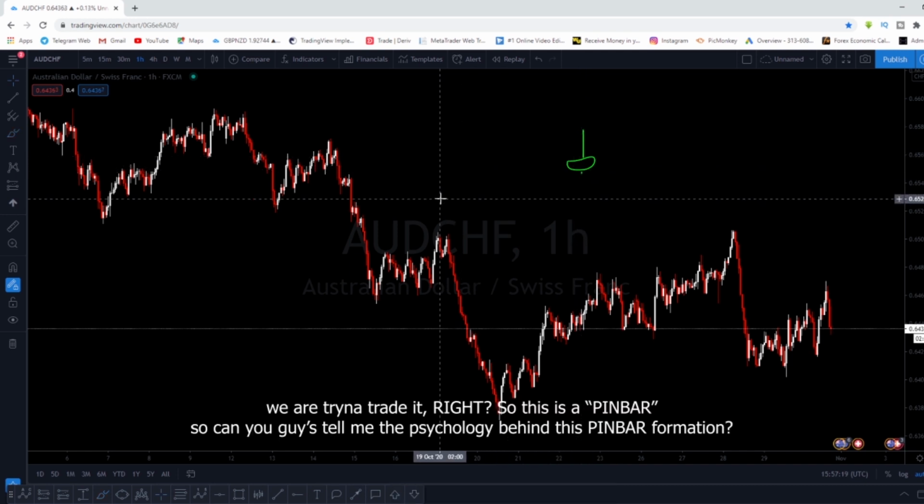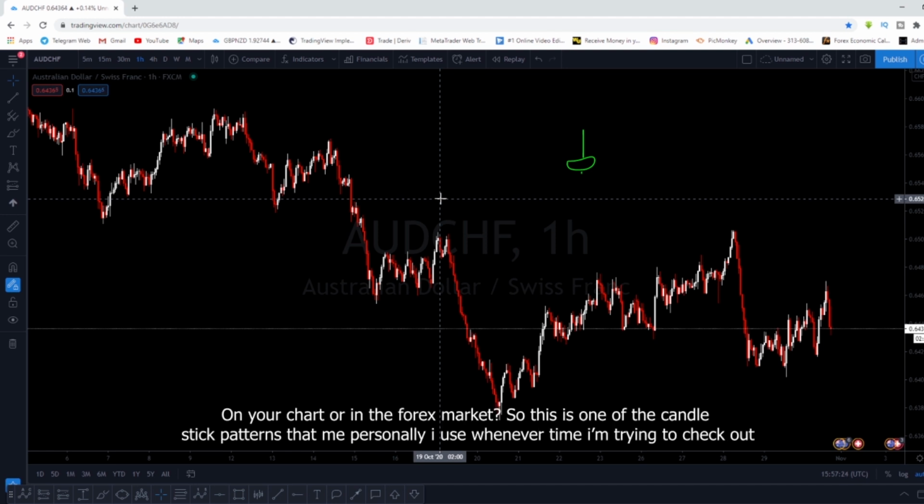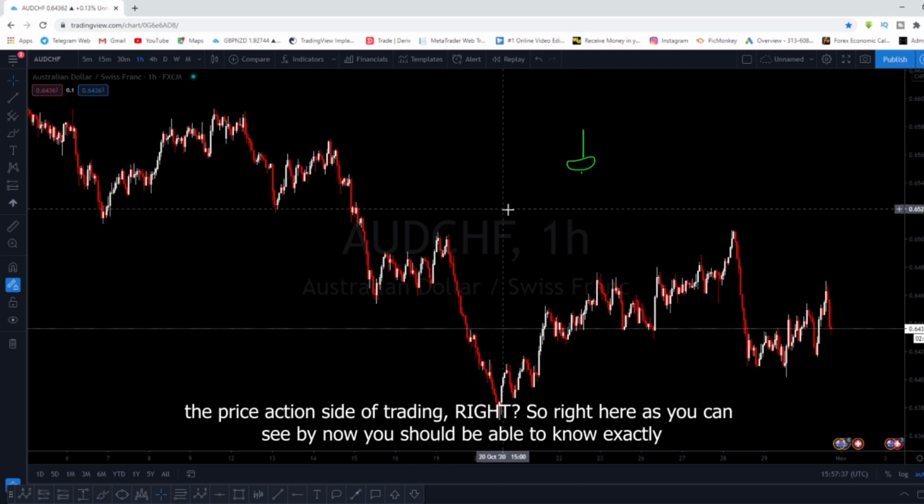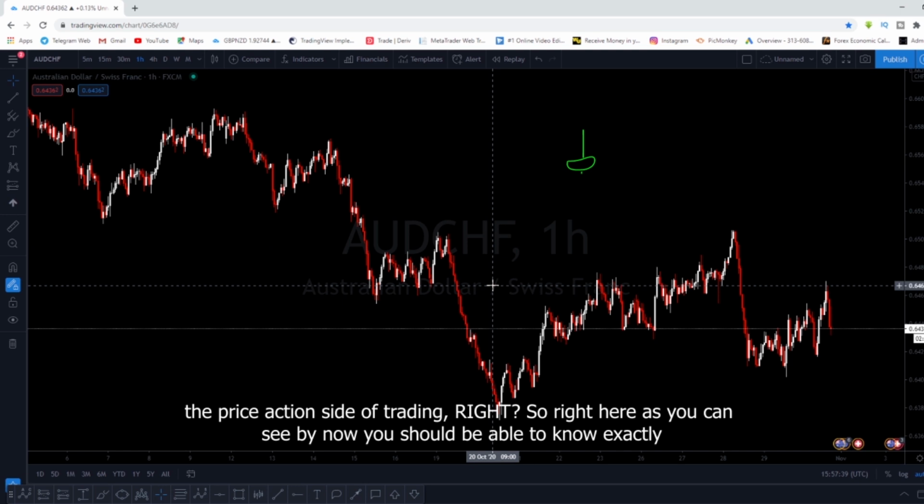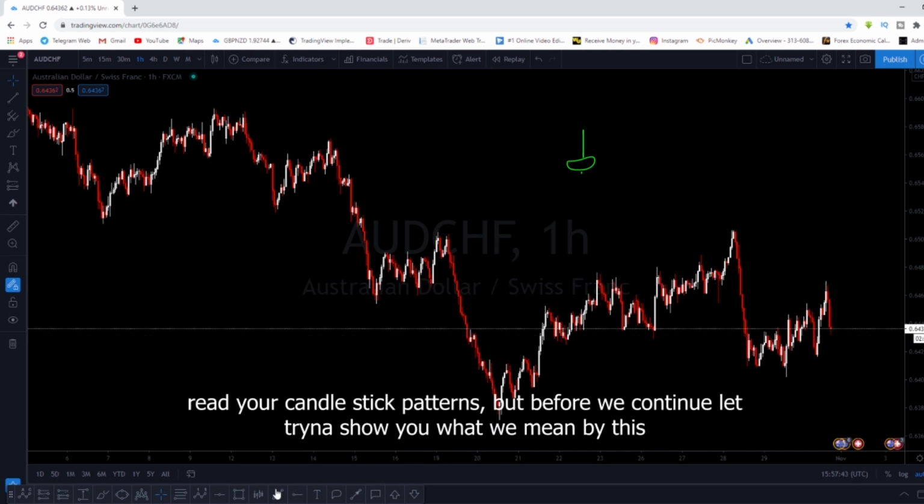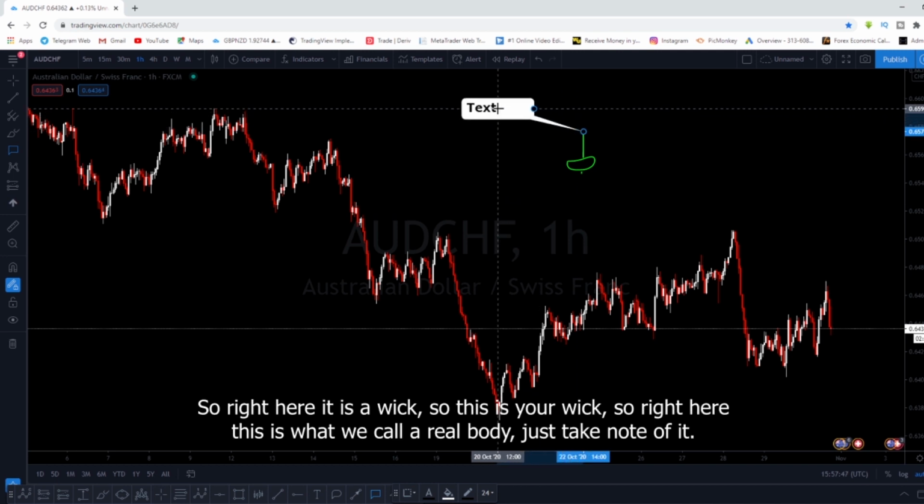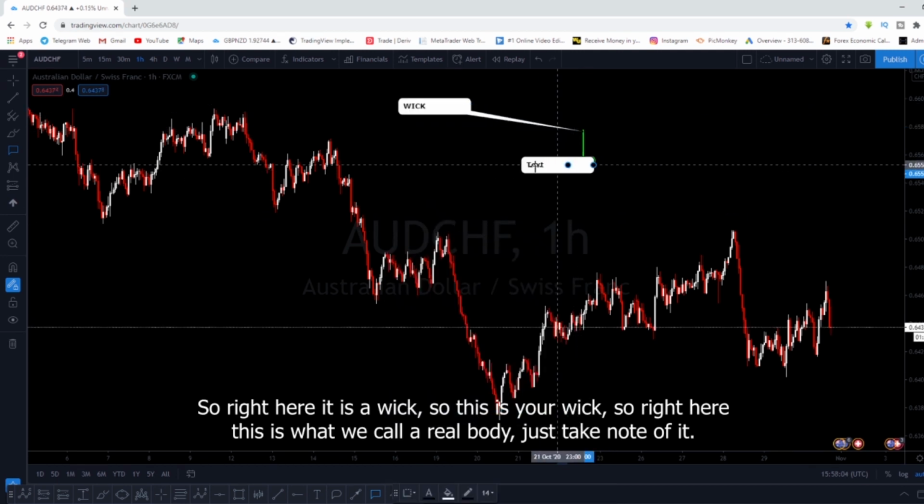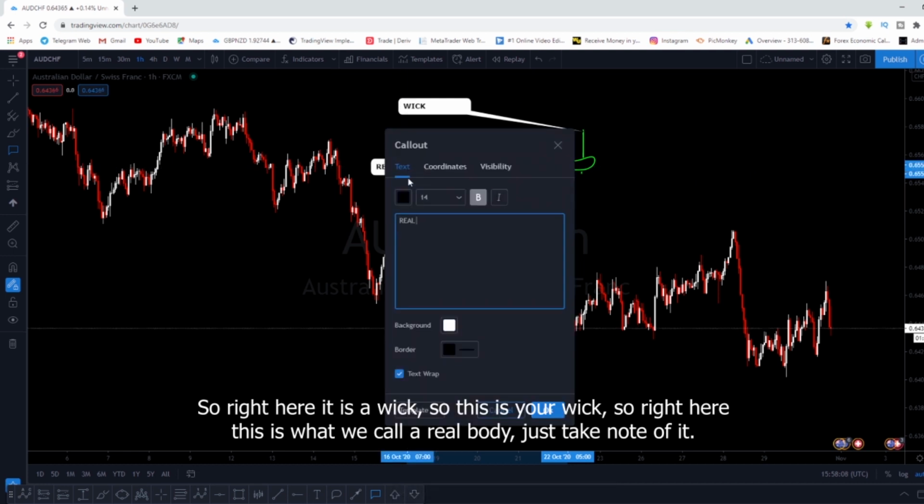Can you tell me the psychology behind this particular Pinbar formation on your chart? This is one of the candlestick patterns that I personally use whenever I'm checking out the price action side of trading. By now you should be able to know how to read your candlestick patterns, but before we continue, let me show you what we mean by this. Here is a wick. This is your wick. And this is what we call a red body. Just take note of it.